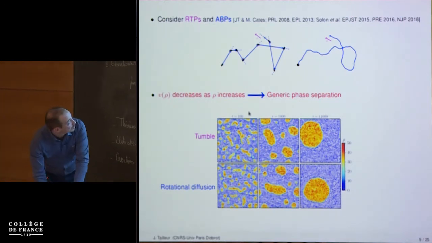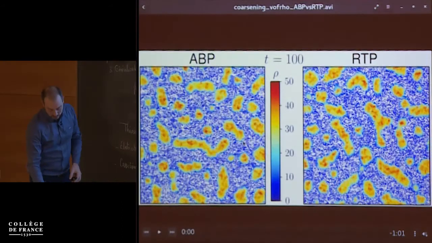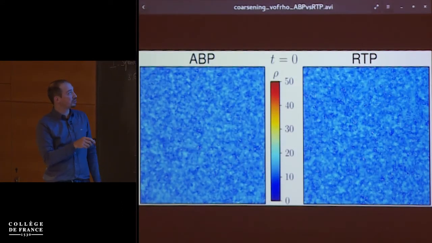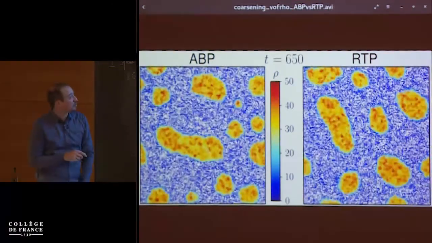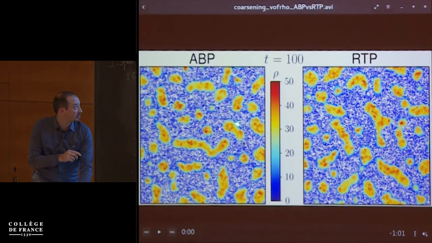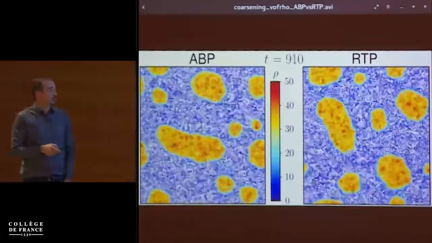Here, we've taken a V of rho which is sharply decaying. Initially, the system is homogeneous. Each of the dots is a particle. They all have a small arrow on them, and the color code is the local density. And what you see is that you have initially a rapid instability that makes lots of dense clusters appear in the dilute region. And as time goes on, you have a coarsening.